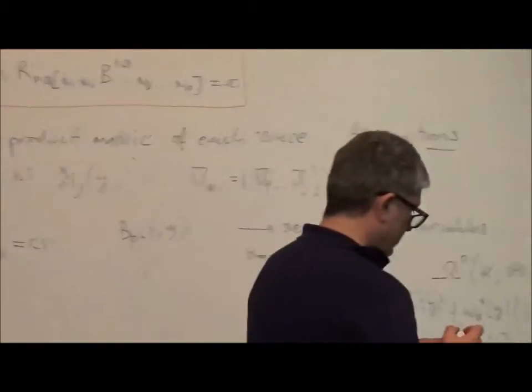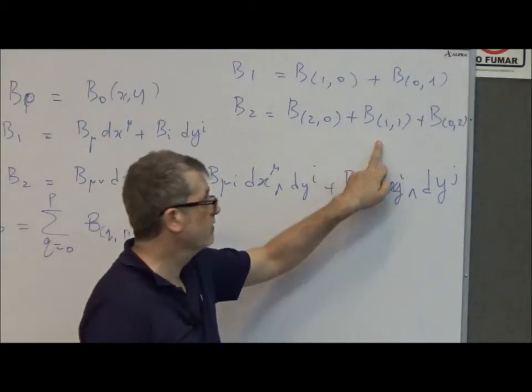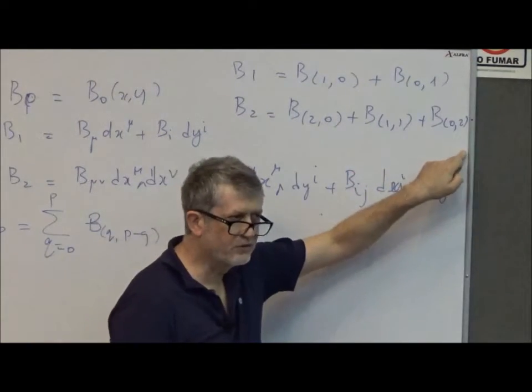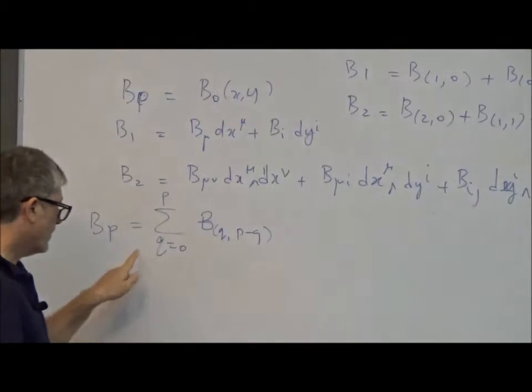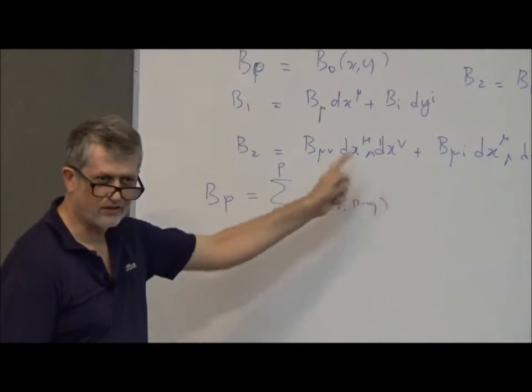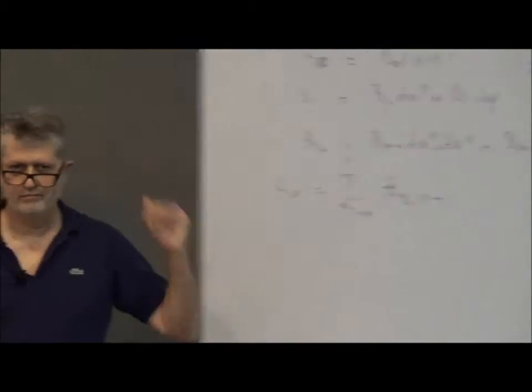Okay? Everything's preserved. It's always a 2 form. So 2 plus 0 is 2, 1 plus 1 is 2. Please tell me 1 plus 1 is 2. All right. 0 plus 2 is 2. It's always 2. Likewise here, Q plus P minus Q is always P. So these are all the possibilities. And Q can be 0 or it could be P itself. So that's it.